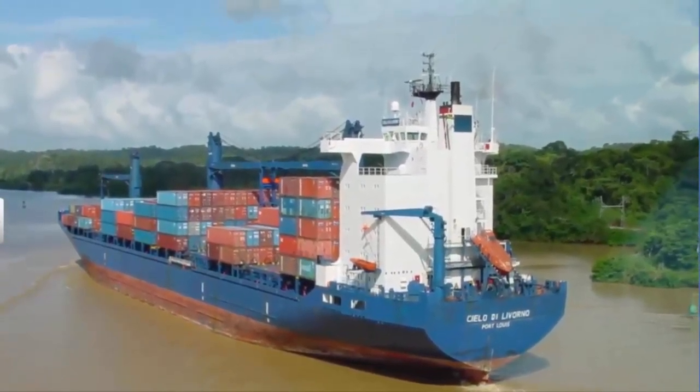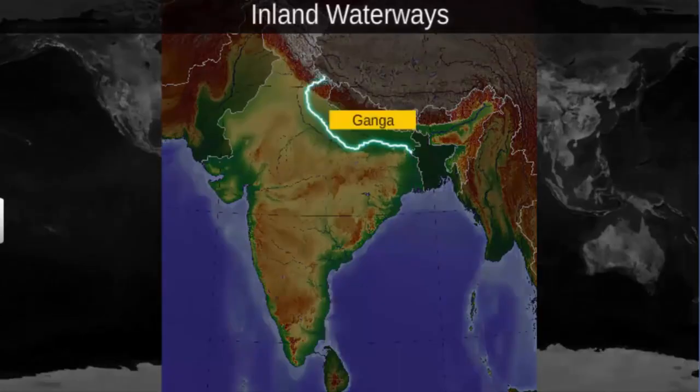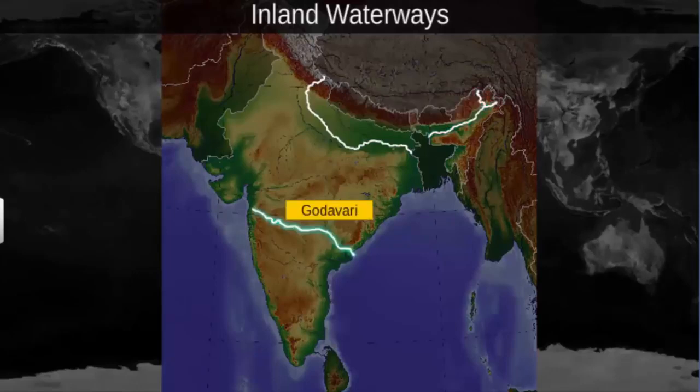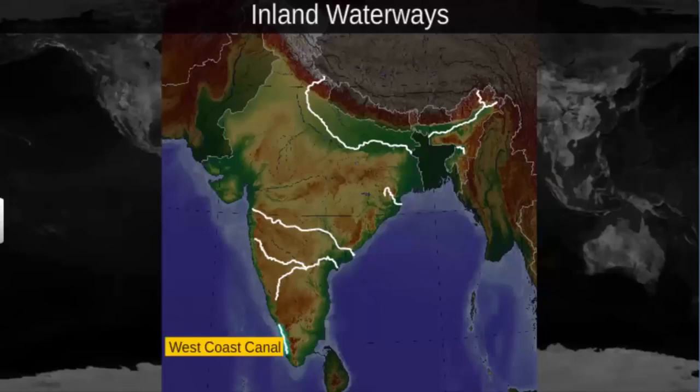Inland waterways in India are provided by the rivers Ganga, Brahmaputra, Godavari, Krishna, Brahmani, Barak, canals like the East-West Canal, West Coast Canal, Buckingham Canal, Damodar Valley Corporation Canal and the Sundarbans area.